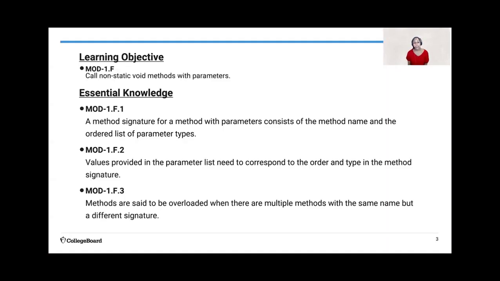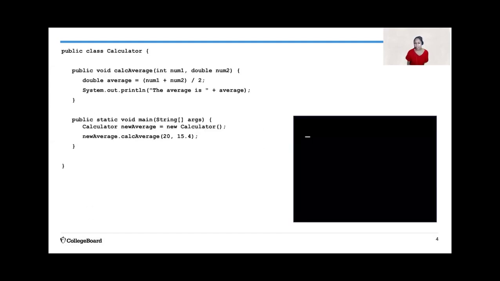We're going to learn how a method signature for a method with parameters has the method name and a list of parameter types. We're going to look at how whenever we try to call those methods, the values that are provided need to correspond with the signature, and how we use overloading to write multiple methods with the same name but a different signature. So let's start by looking at a calculator program.